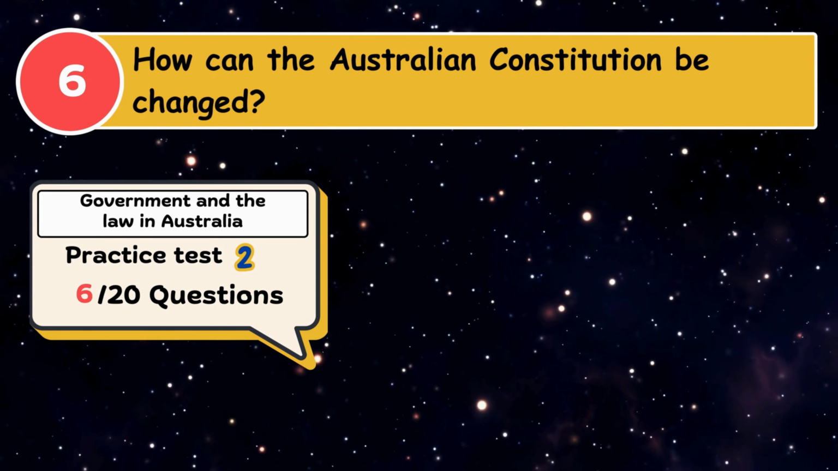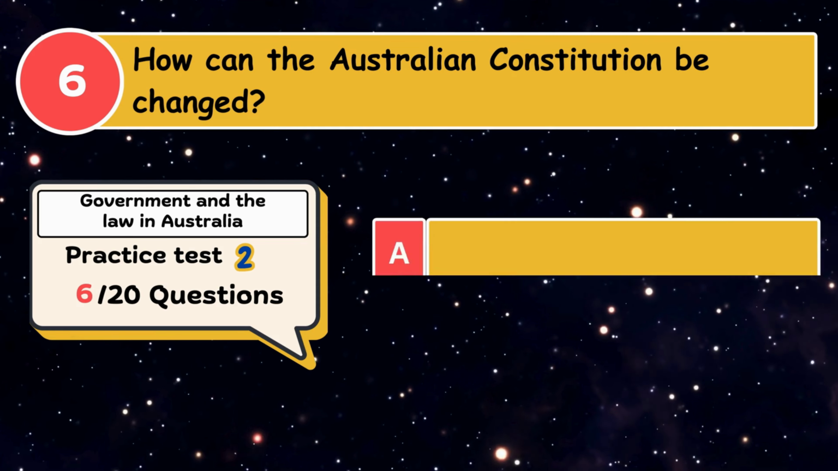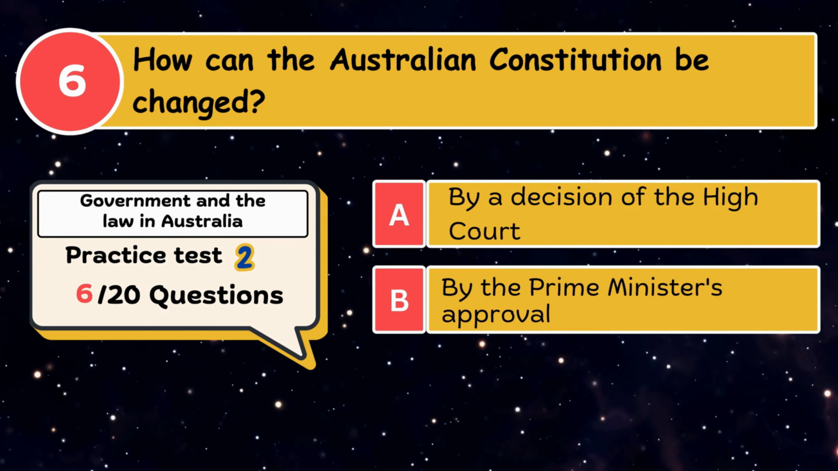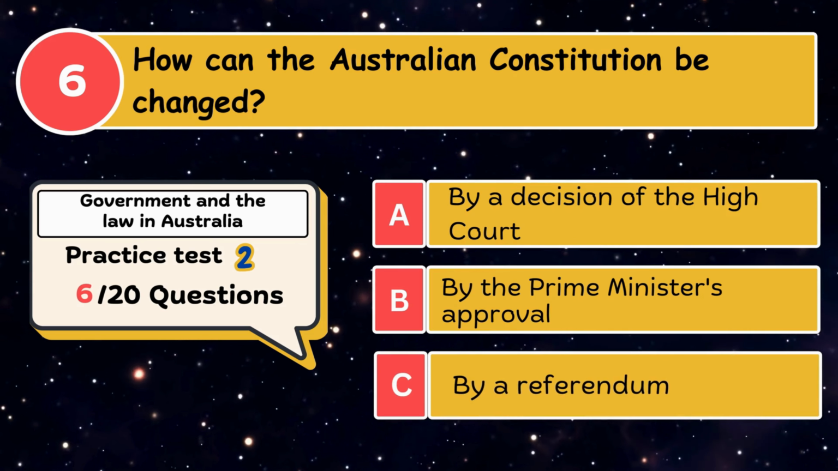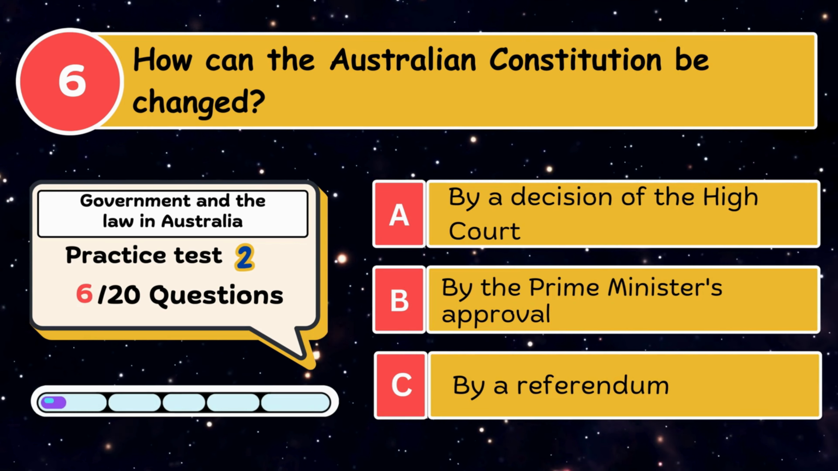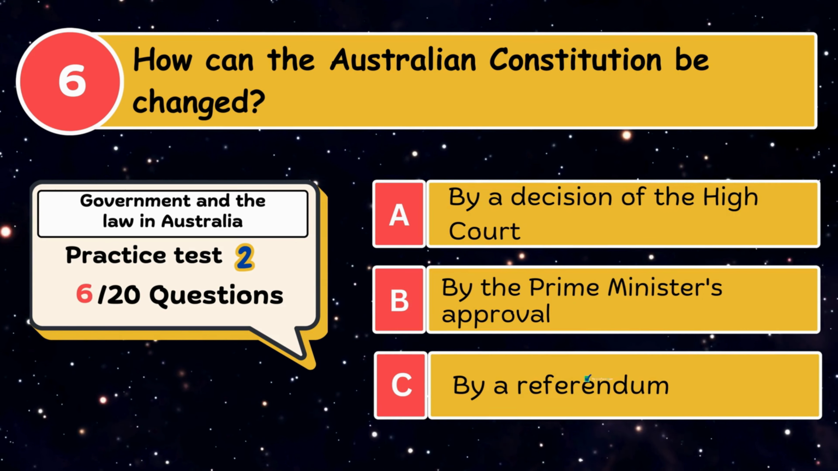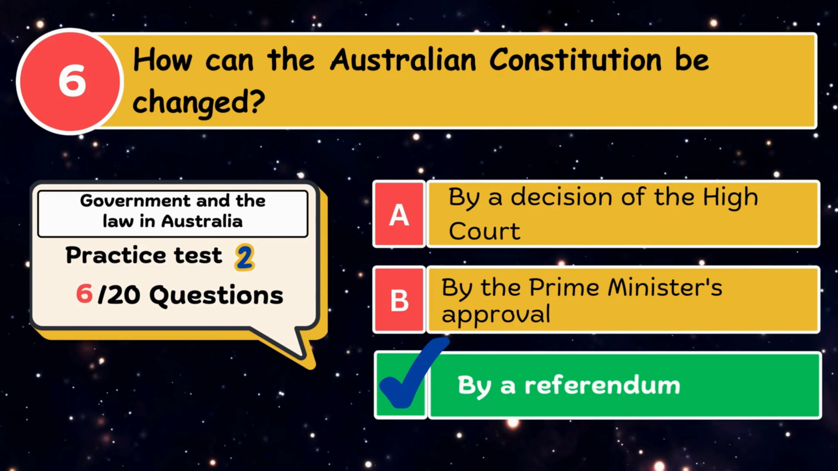How can the Australian Constitution be changed? A, by a decision of the High Court. B, by the Prime Minister's approval. C, by a referendum. The correct answer is by a referendum.